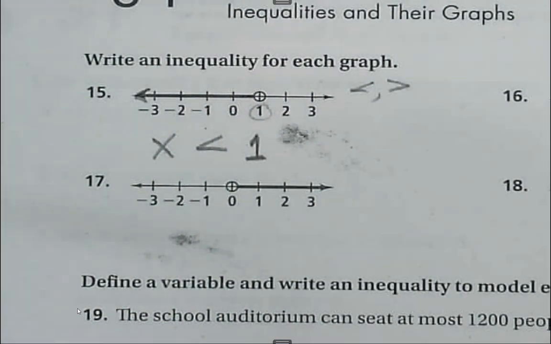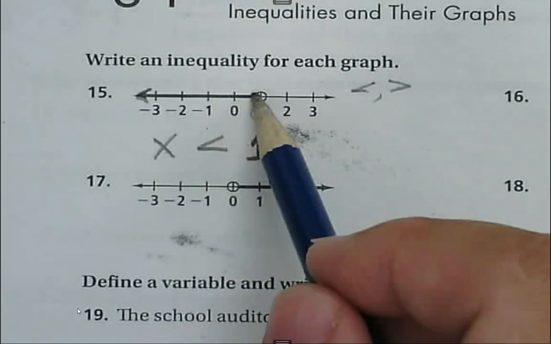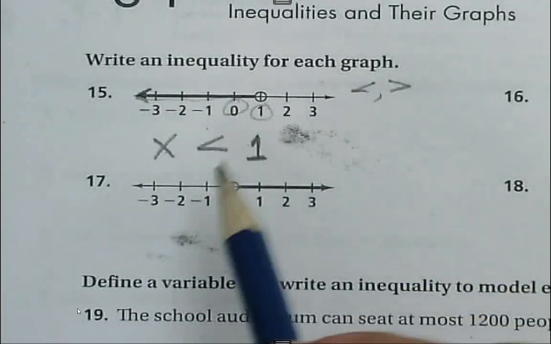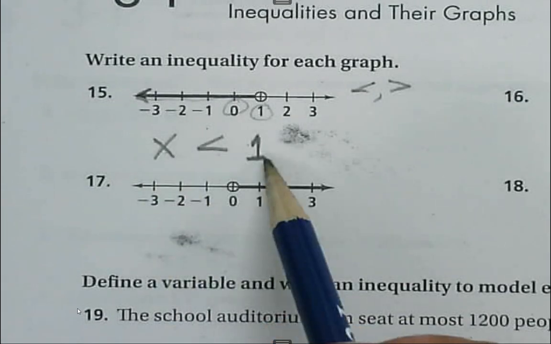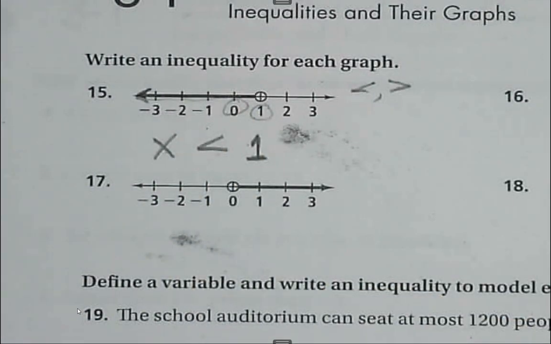And again, I could test it. For example, you notice my line goes through 0. So is 0 less than 1? Well, of course it is. So this would be the inequality statement that I would need for that particular graph. Let's look at one more.